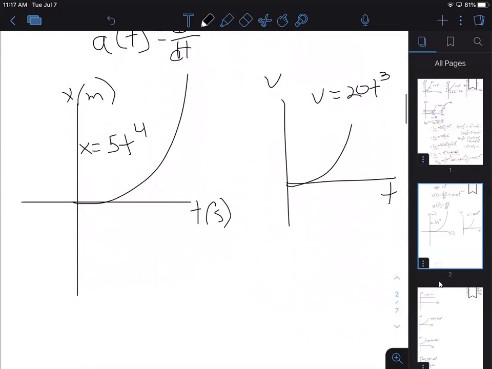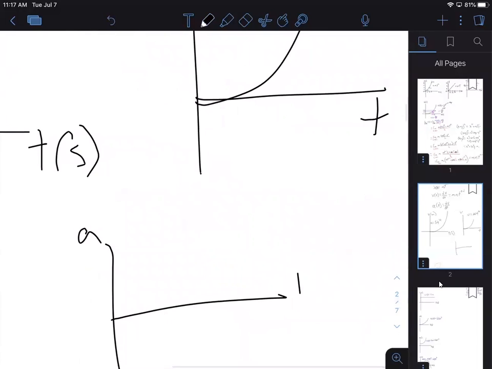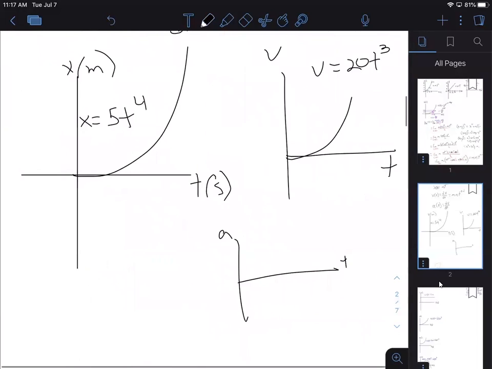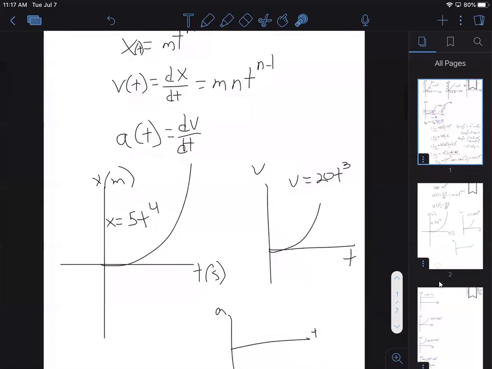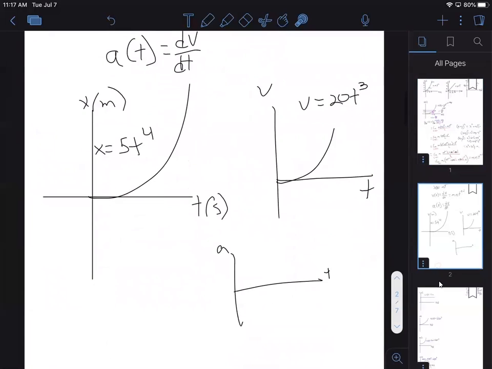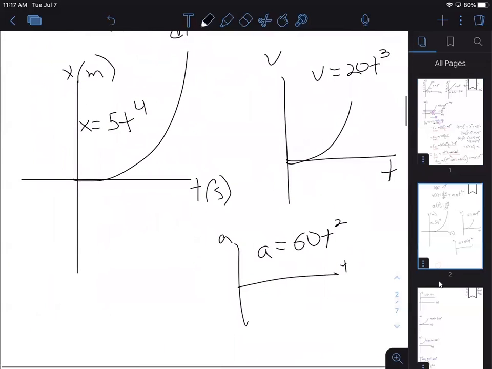And acceleration, we would then find the derivative, the rate of change of this. So how is my velocity changing over time? So let's do the same process. Here, my m is 20, and my n is 3. So bring that 3 down, 3 times 20, 60, and then 3 minus 1 is 2. So a equals 60t squared. And again, that just looks like some sort of curve up.